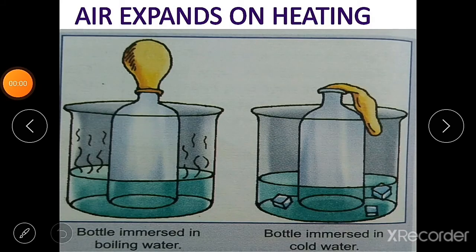Here is another activity to show that air expands on heating. See, gases expand more than liquids and solids, and air is a mixture of gases. So air also expands on heating. And to prove that, here is another activity.